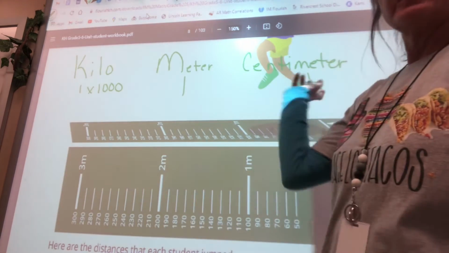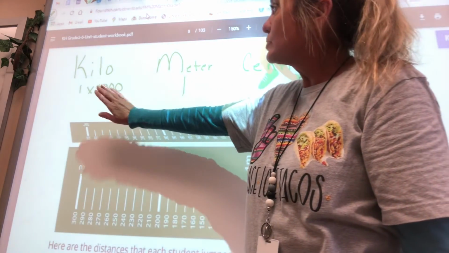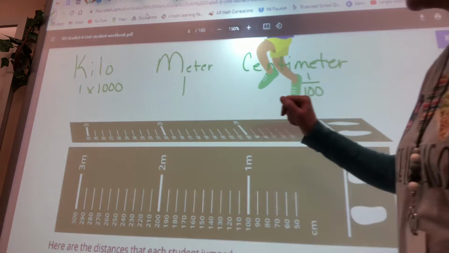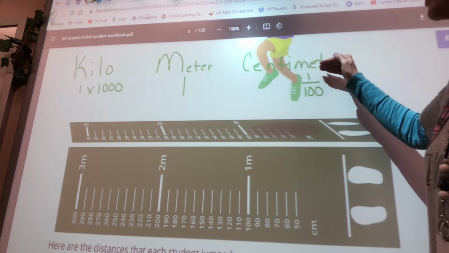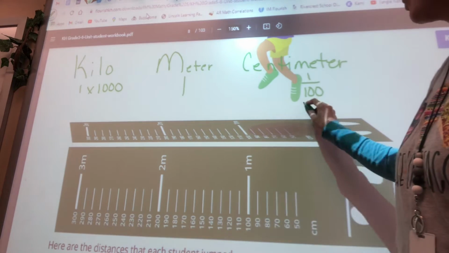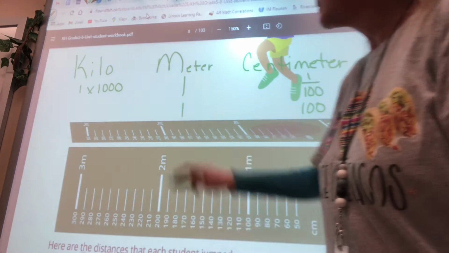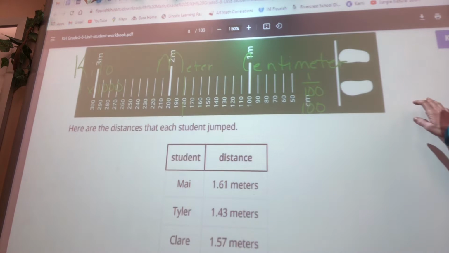So it disappeared. I rewrote the words at the top. We know that we talked about kilometers, which is 1,000 meters. And we talked about centimeters, because they're smaller, is only 1/100th of a meter. So it would take 100 centimeters to make 1 meter. Okay? So now they give us the distance chart down here.